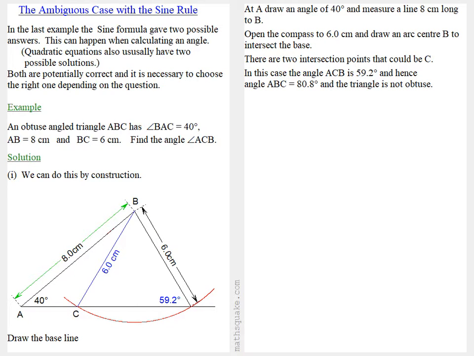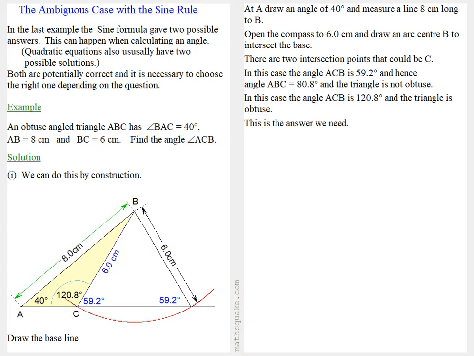If we label the other intersection of the arc as C, we have an angle of 59.2 degrees again, but it means the angle ACB is 180 minus 59.2, which is 120.8 degrees. So the triangle we have is obtuse. So this is the answer that we want. The angle ACB is 120.8 degrees.